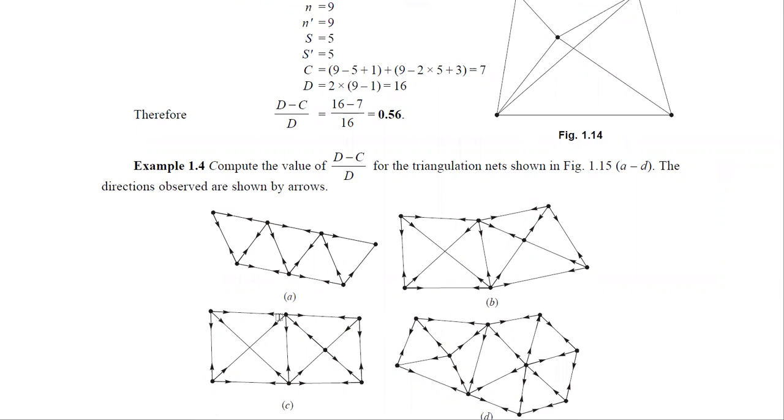D here I will find in a similar way. How we are finding D in all of them: we'll count the number of lines, then subtract 1 from them, and then multiply by 2. In a similar fashion, we'll find D here also. Now, the importance of finding D is to find R after finding this whole term.